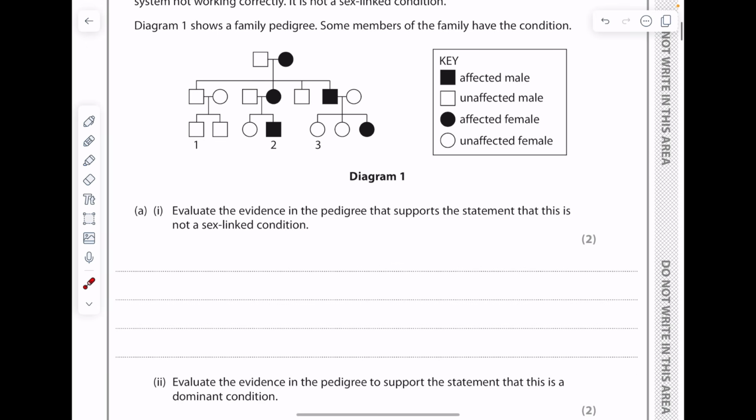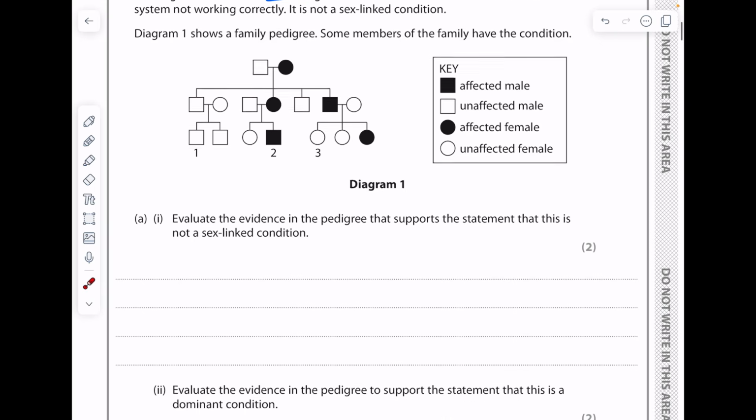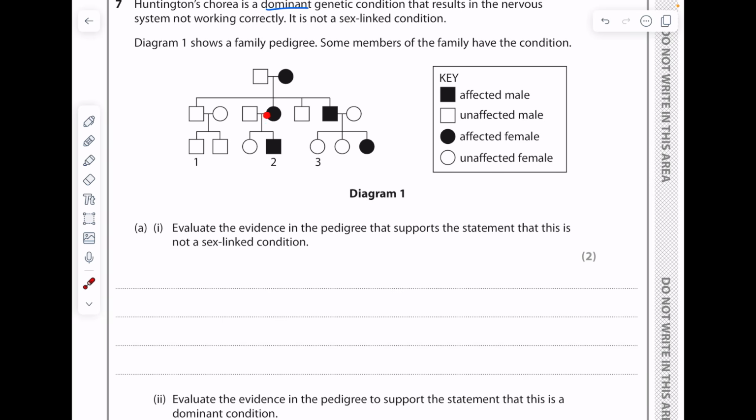Evaluate the evidence in the pedigree that supports the statement that this is not a sex-linked condition. It's because if you consider the individuals which are affected, 3 of them are female, 2 of them are male, so we can make the point first of all, it's not a sex-linked condition because it appears in both males and females in similar numbers.